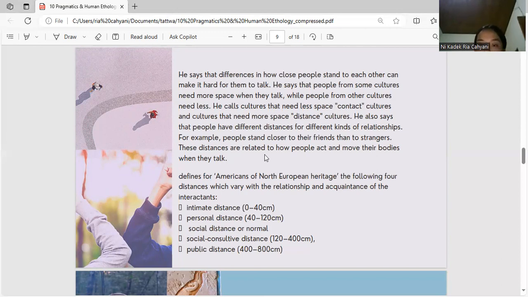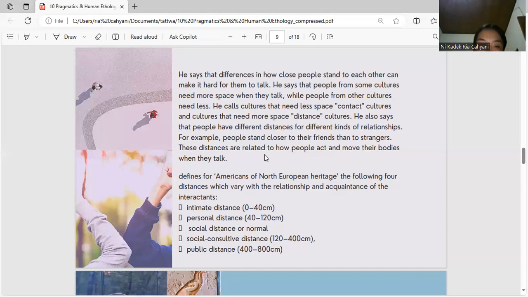So, given the observation, he differentiates between contact cultures and distance cultures on the basis of kinesthesia, for example, whether one person has elbow room just outside of touching distance, and thermal receptors, for example, like the warmth of skin, hair, or breath, and vision. He defines, for Americans and North Europeans, the following four distances, which vary with the relationship and according to the interaction.